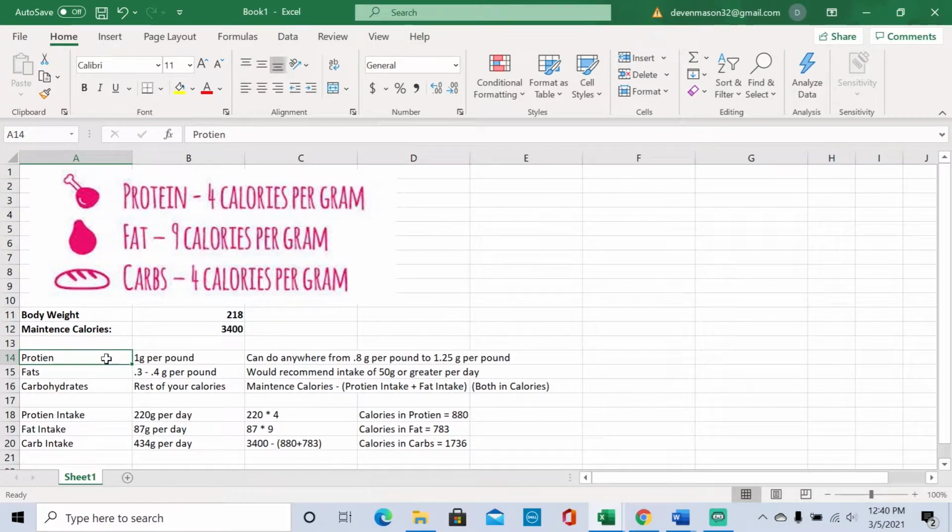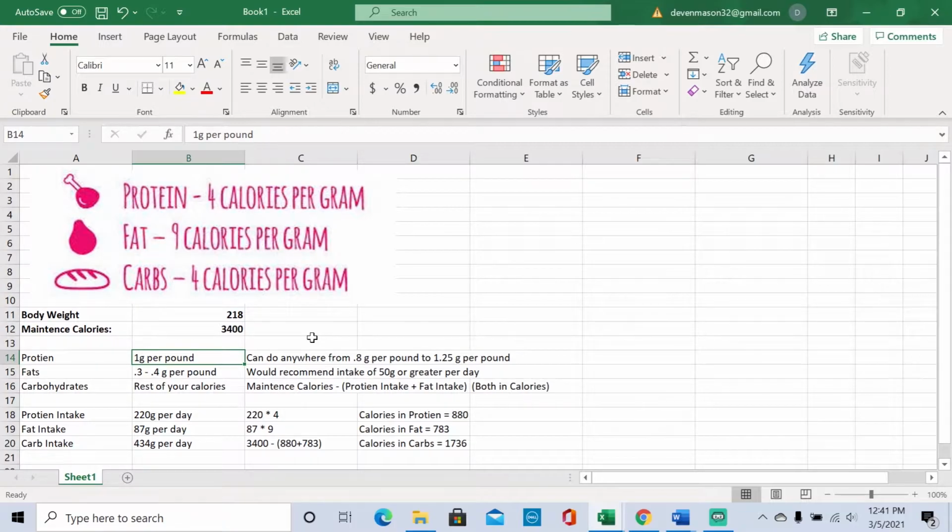First, looking at the protein. My golden rule, and a golden rule among the fitness industry, is to keep your protein around 1 gram per pound of body weight. There are a few exceptions to that, which I'll get into right now. If you look a bit right of that highlighted box, you can do anywhere from 0.8 grams per pound to 1.2 grams per pound, which is the range that I would recommend.